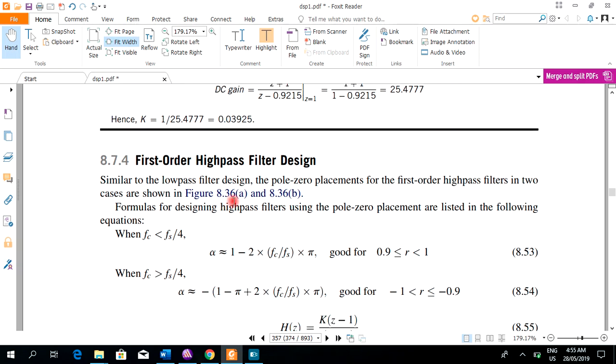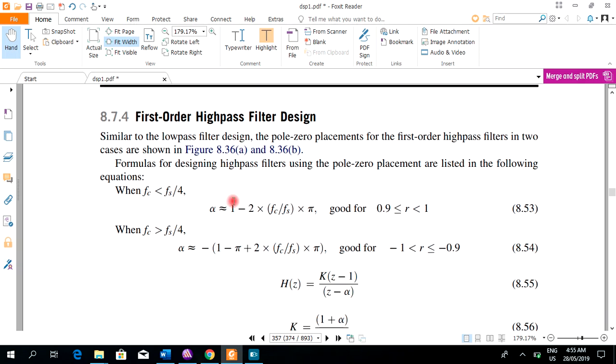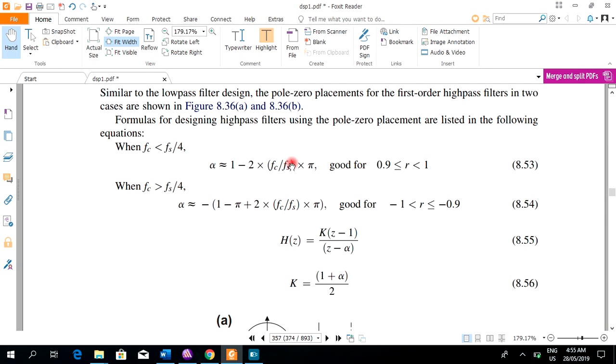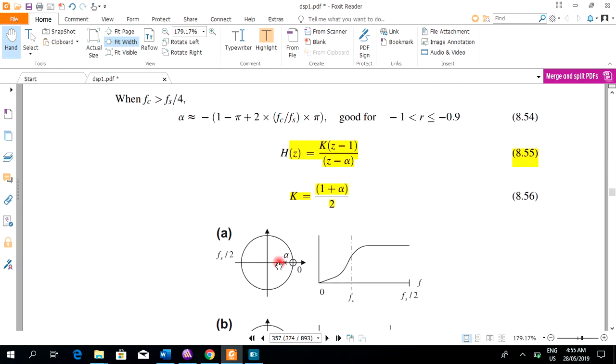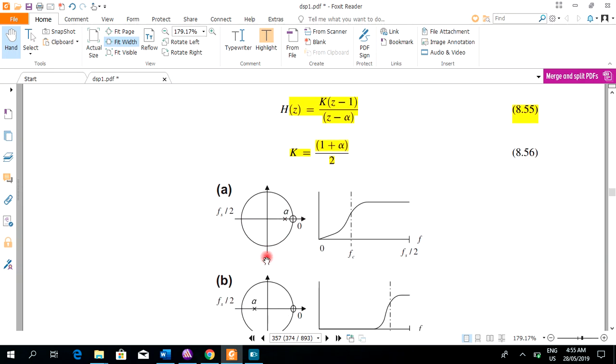Similarly, we can design a first order high pass filter using the pole zero placement method. In this, alpha will be the same. The only difference is H of z and K. In this case, H of z will be K into z minus 1 over z minus alpha, and K will be 1 plus alpha by 2.